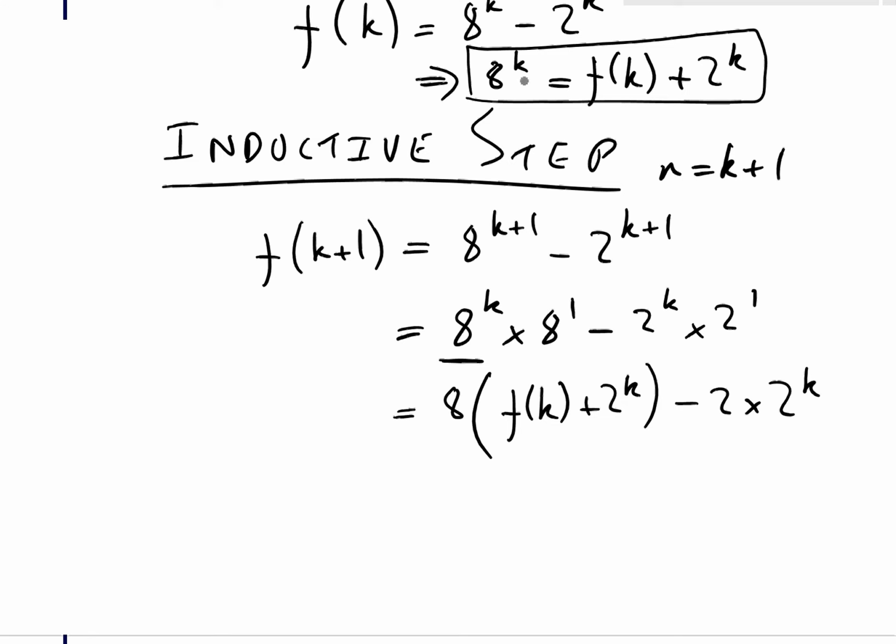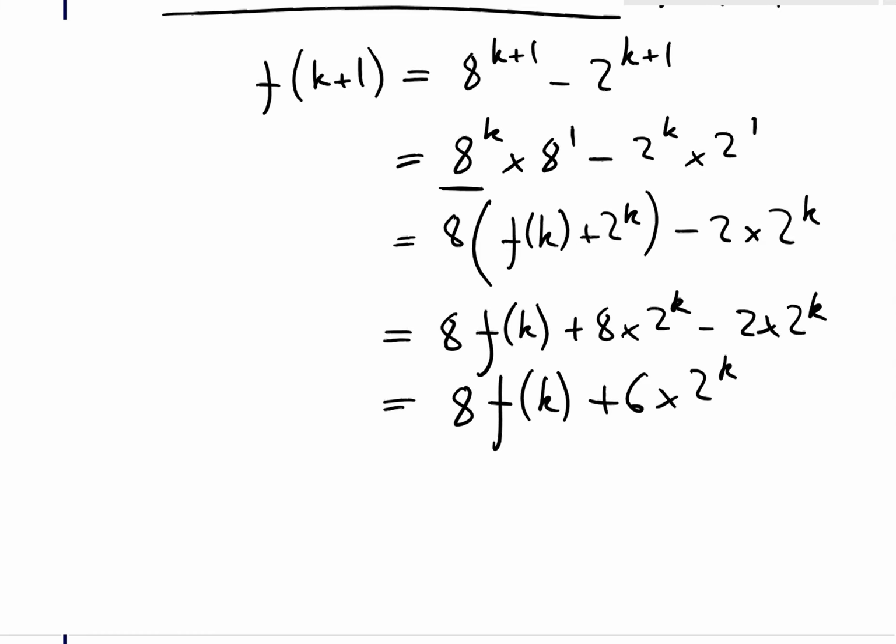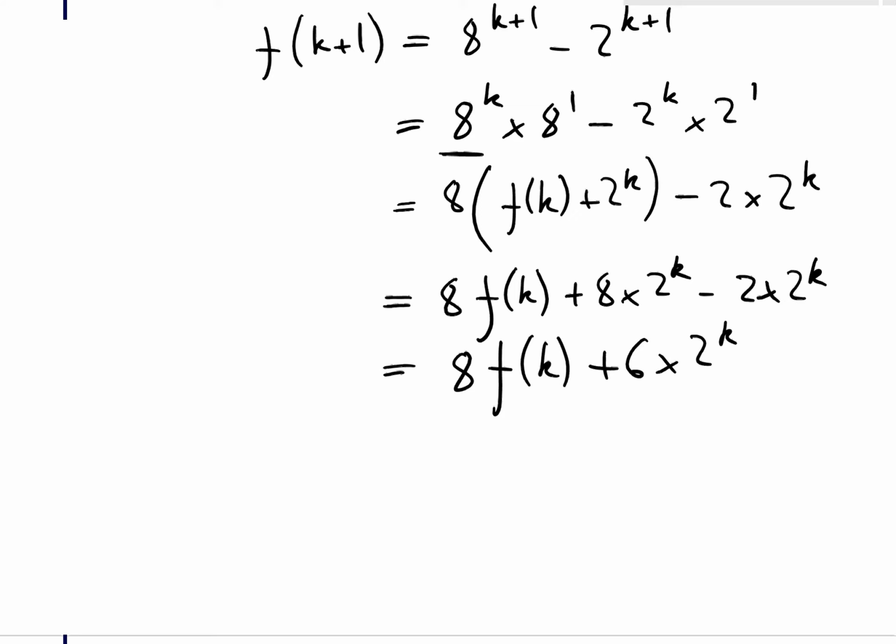So let's expand this out. 8 times f of k plus 8 times 2 to the power of k minus 2 times 2 to the power of k. Okay, and this is 8 times something minus 2 times that same thing. So how many of that thing have I got now? I've got 6. So I've got 8 times f of k plus 6 times 2 to the power of k. And actually, that's all the hard work done. Okay, because let's look at what this is saying.